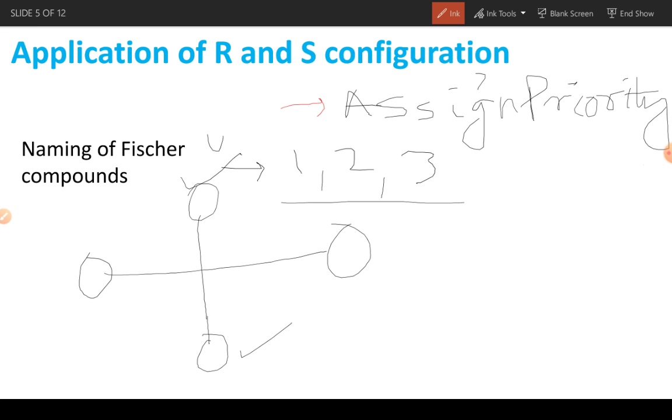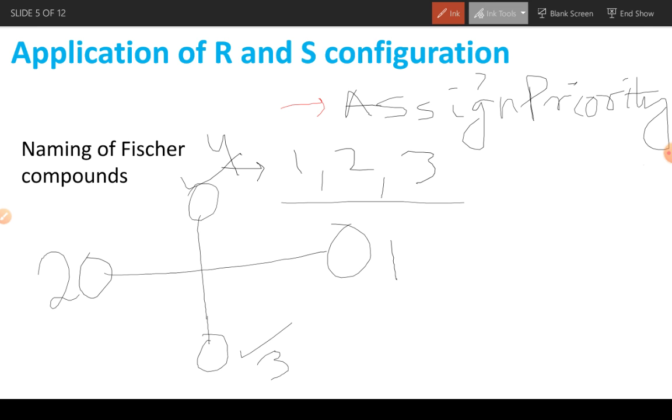Let's see here, this will be 4, here it will be 3, here it will be 1, sorry, and then here it will be 2. If the configuration comes out as S configuration, we will keep it as S configuration, or if it comes out as R configuration, we will take it as R configuration.